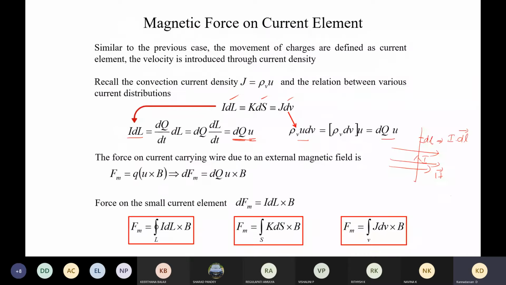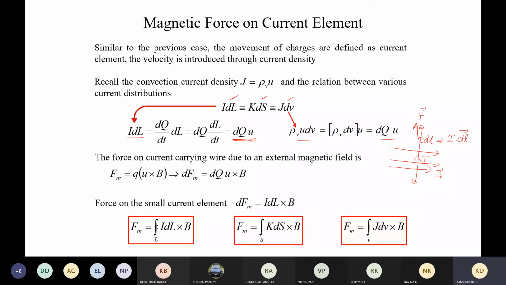Using this way, we can see how this force will be exerted, and in what direction this force will act. Once we get it for dl, then we have to integrate over this length. Then we will get the overall force acting upon the line element.